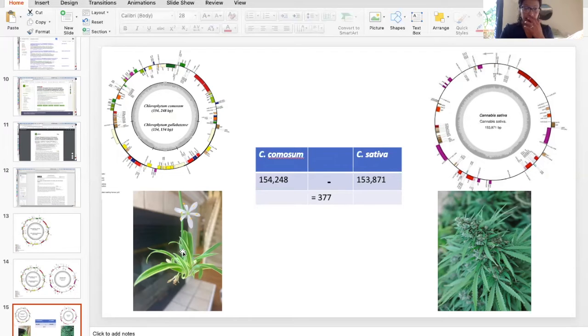And these are pictures that I've taken. This one is from my spider plant. So this one is from this guy over here. And this one is from a cannabis plant.